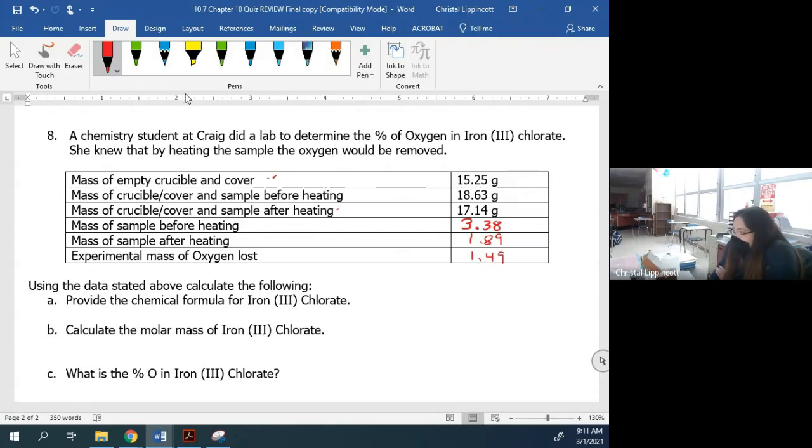Okay, chemical formula for iron 3 chlorate. So iron 3 chlorate, this is a +3. Chlorate is ClO3. This is a -1. So I need 3 -1s to balance out the +3 from this.